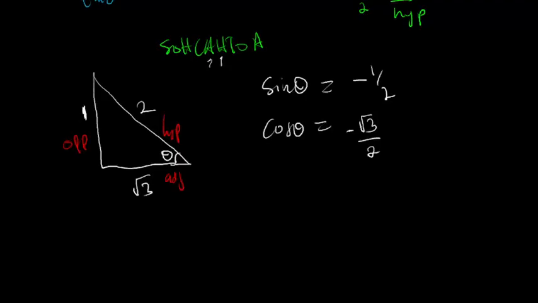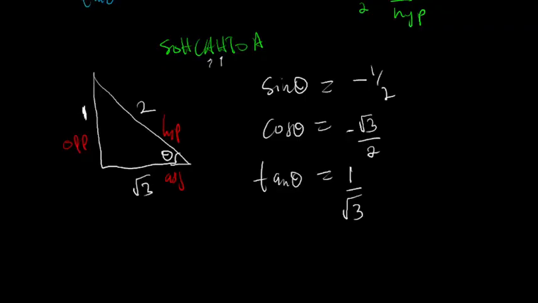Now, moving on. The last one is tan theta. Since tan theta is opposite over adjacent, and it is positive, we write 1 over root 3. 1 over root 3. Very, very simple, and it is positive.